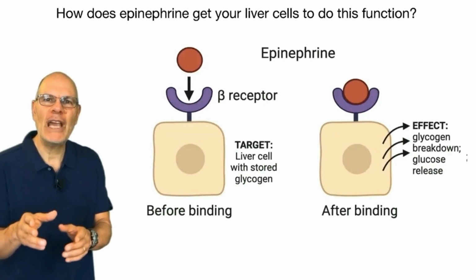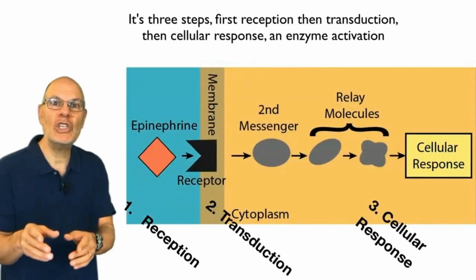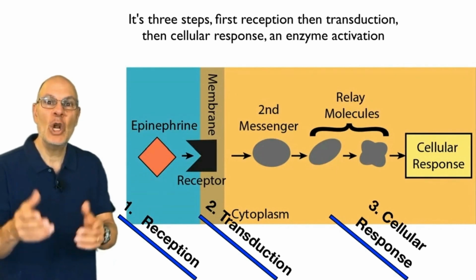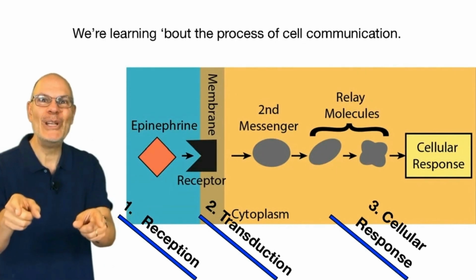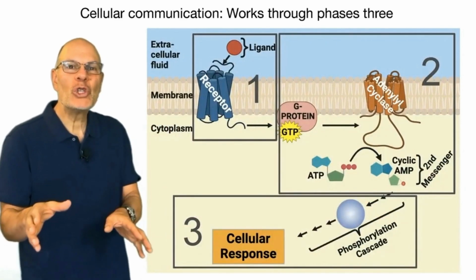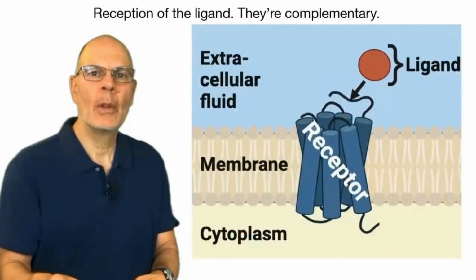How does epinephrine get your liver cell to do this function? It's 3 steps. First, reception and transduction, then cellular response and enzyme activation. We're learning about the process of cell communication. Cellular communication works through 3 phases.